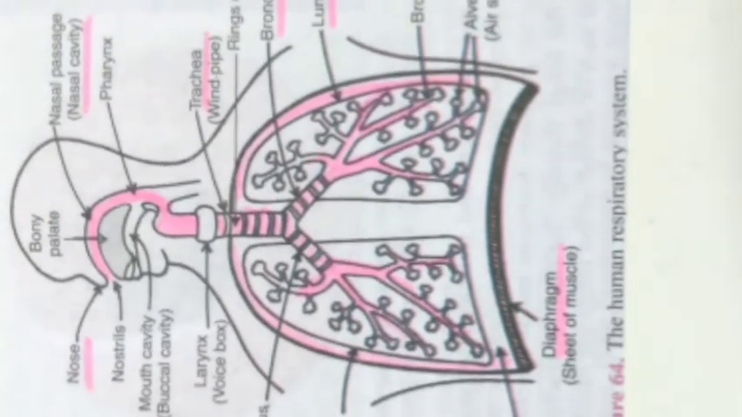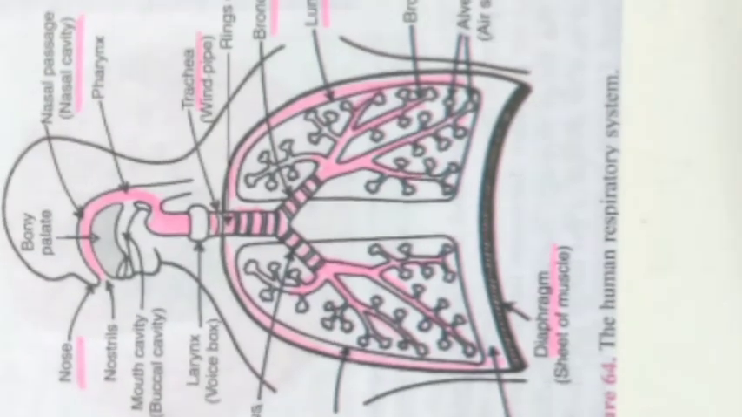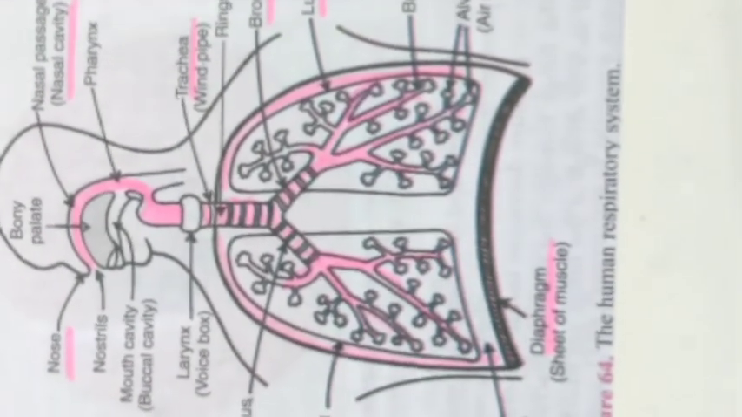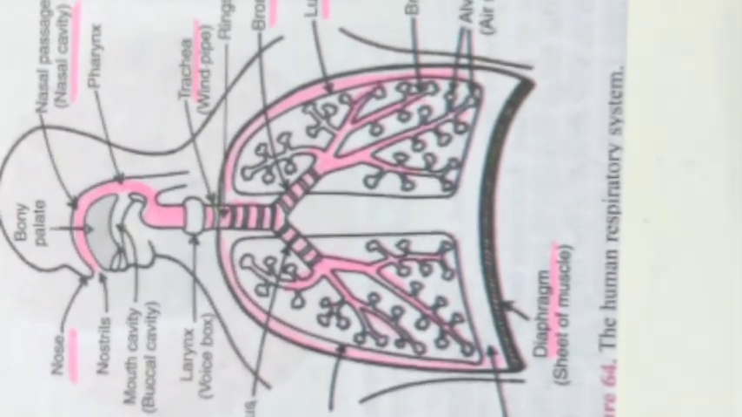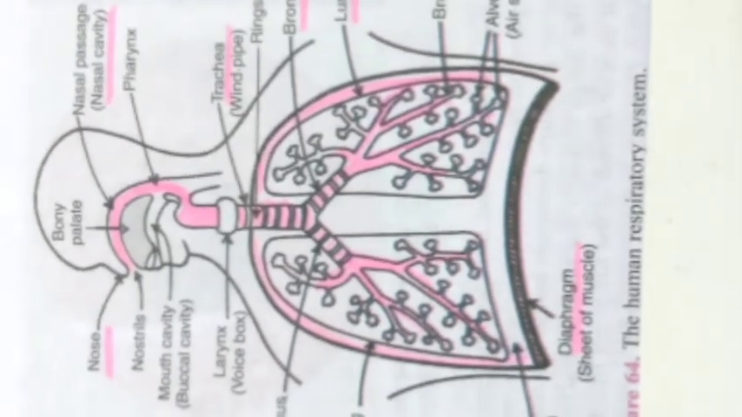Its wall is provided with incomplete C-shaped cartilaginous rings. Now, what is the function of these rings? Why are the rings there? These rings keep the trachea in dilated position and prevent it from collapsing.